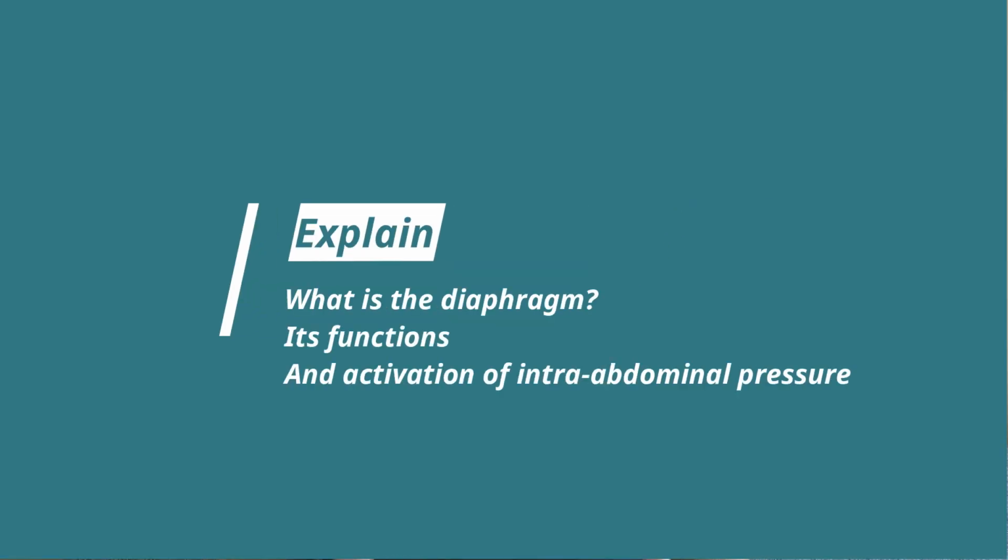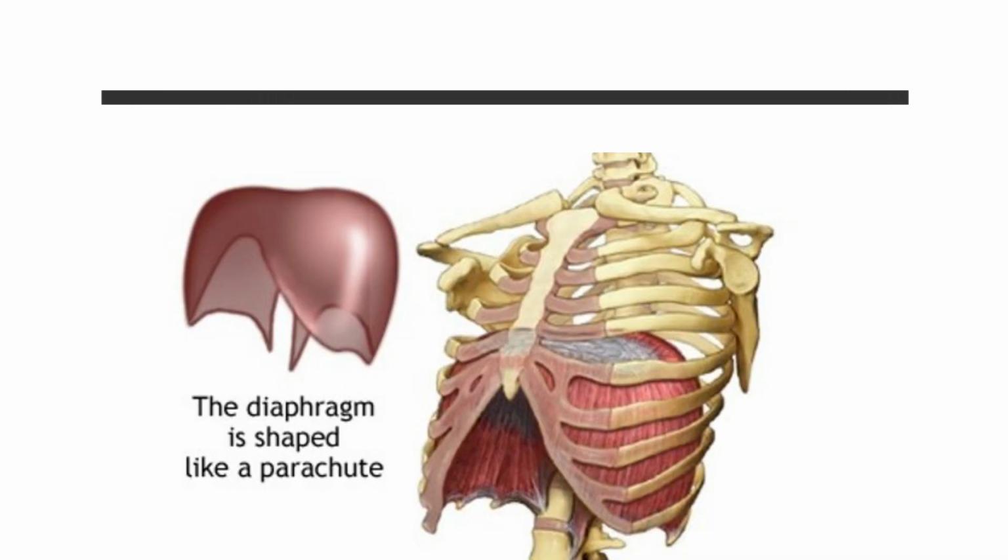Firstly, I'm going to briefly explain what the diaphragm is, its functions and the activation of intra-abdominal pressure. So, the diaphragm is our main breathing muscle. It is located under our lower ribs and it's shaped like a parachute. It contracts continually as you breathe in and breathe out. It separates our stomach and chest cavities, and what is really important to realize is that it is formed by striated muscles, so it means that we can consciously control it.